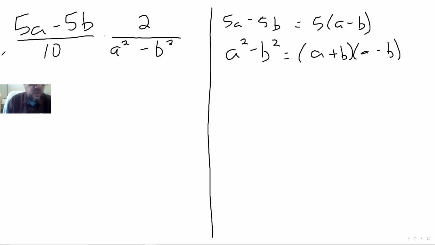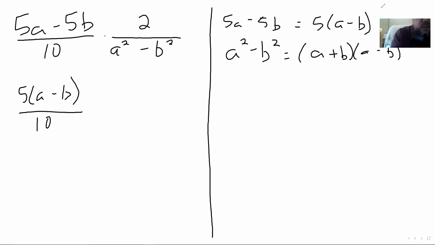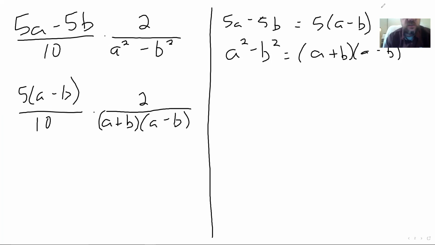Okay, so once I know how everything factors, I'm going to go back to my original and replace all the stuff with its factored form. So we're going to have 5 times a minus b over 10, times 2 over a plus b, a minus b. Okay, so now that I've factored, everything is easy.